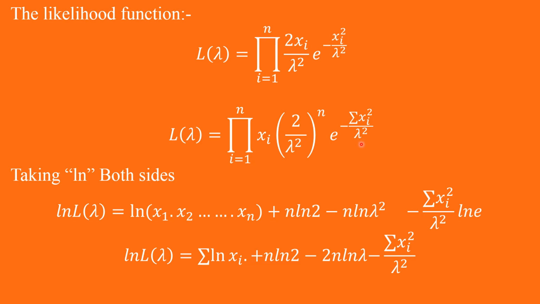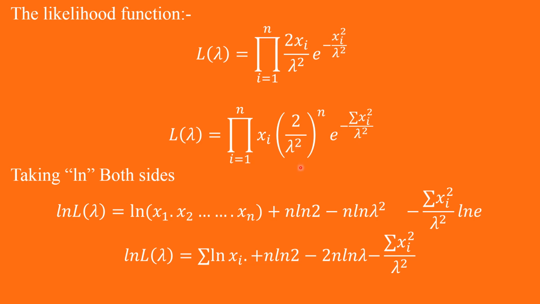Now we will take log on both sides to make the log likelihood function. We have ln of x1 multiplied by x2 up to xn, which is log of product 1 to n xi. Here the product of xi is x1 multiplied by x2 multiplied by x3 up to xn. We apply log.